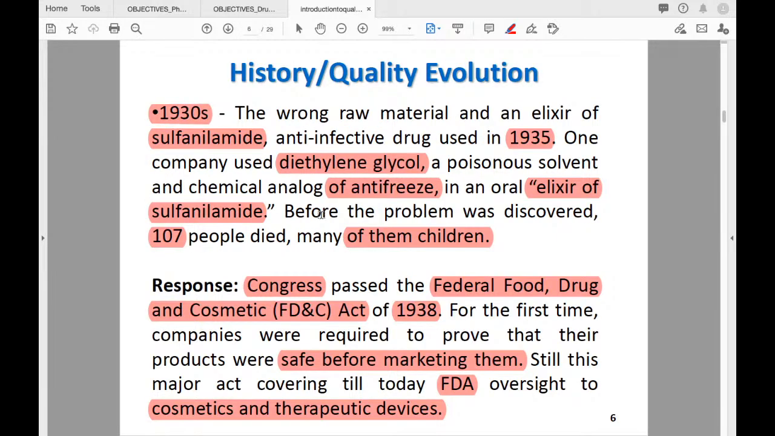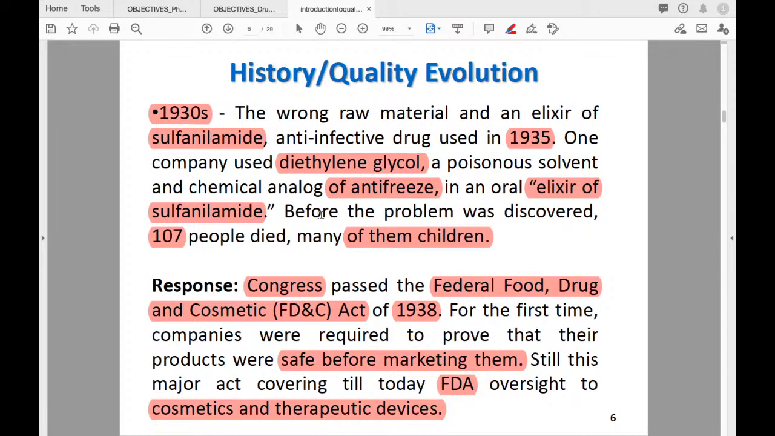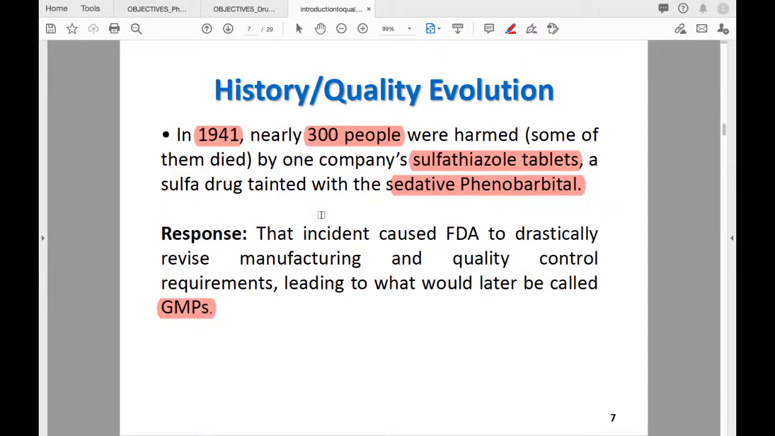In the past, there was an example in 1930 with diethylene glycol. Many children died, around 107. In 1901, tetanus was a reason for the death of many people. With syrups containing alcohol, opium, and morphine, people were getting addicted. So some response came from the government. In 1906, they produced the Pure Food and Drug Act, then the Federal Food, Drug and Cosmetic Act, and then GMP, Good Manufacturing Practices, came to revise the manufacturing and quality control requirements for what you are producing in the market.